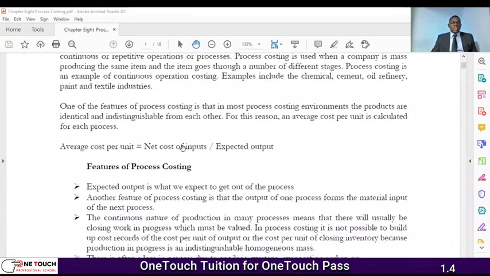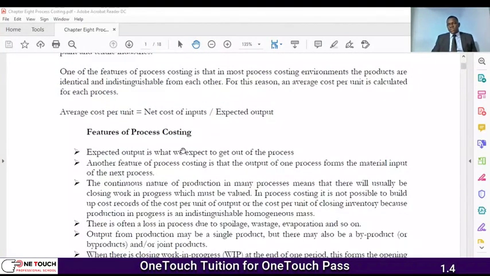Good. Now, what are some of the features of process costing? Expected output is what we expect to get out of the process, just as I've explained. Another feature of process costing is that the output of one process forms the material input of the next process, because we said that it goes through a series of stages. So as one stage ends, another begins.